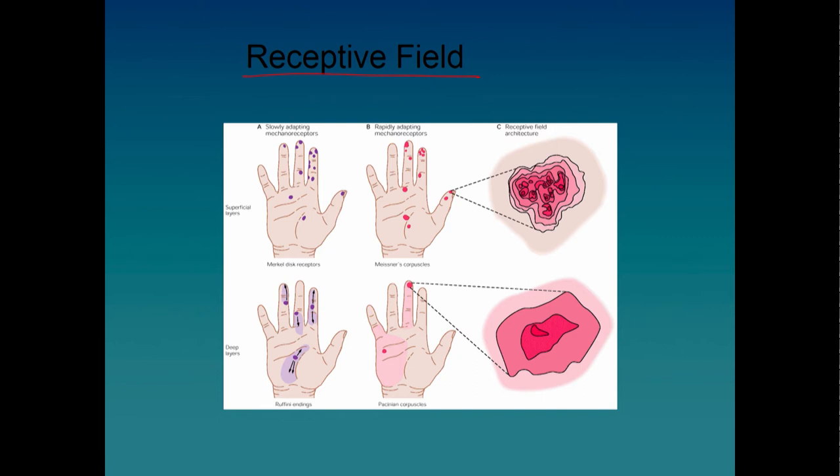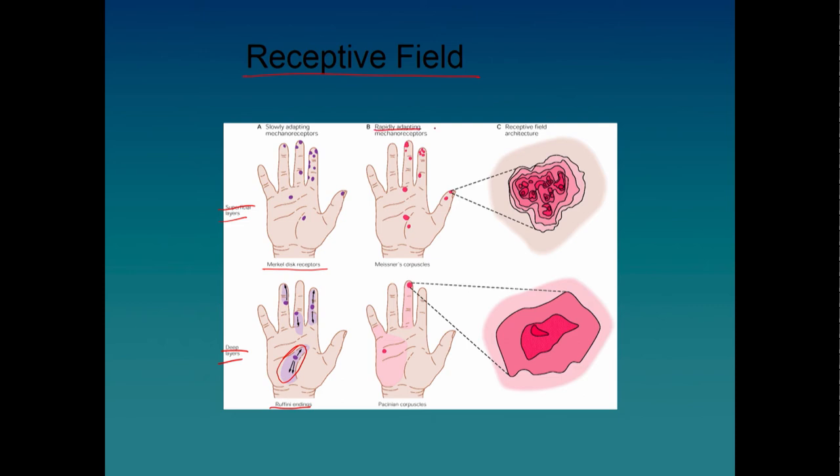So that is what is shown over here. These are superficial sensors. These are all slowly adaptive mechanoreceptors. You can see that Merkel has receptive fields. This purple color is marked as the receptive field for each of these Merkel sensors. And for Ruffini, you can see that since it is a deeper receptor, the receptive field is actually bigger, larger, right?